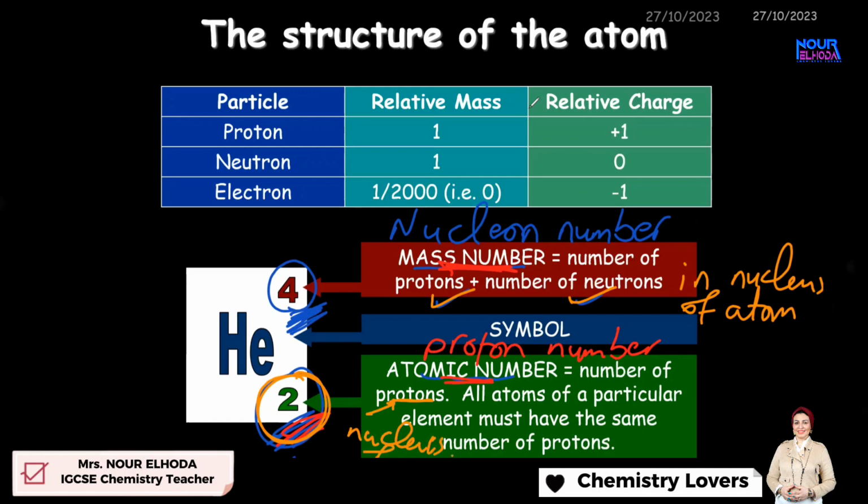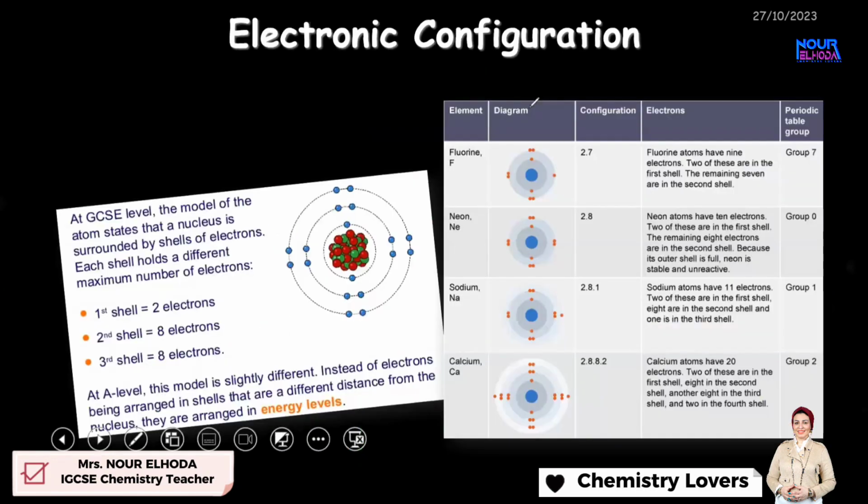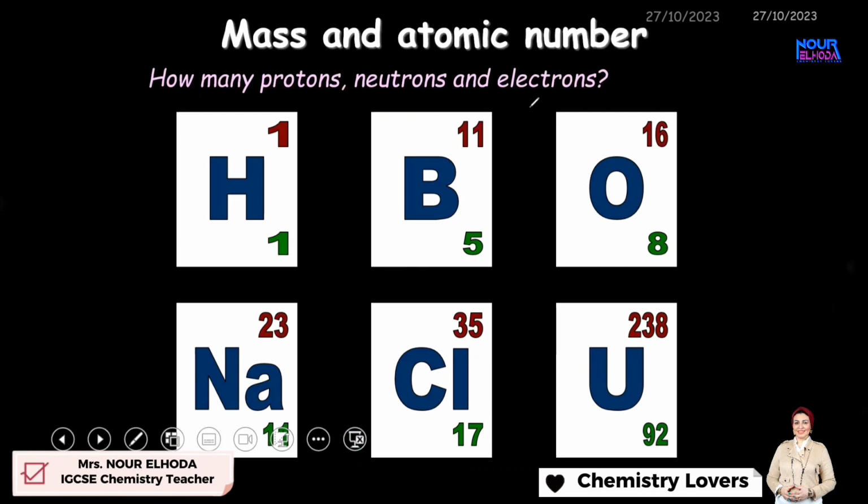Okay? So again, mass number is the total protons and neutrons in the nucleus of the atom, and atomic number is equal to the number of protons in the nucleus of the atom. Let's check in the exam. If I'm going to give you an example like this one.